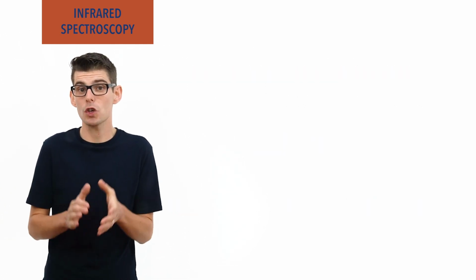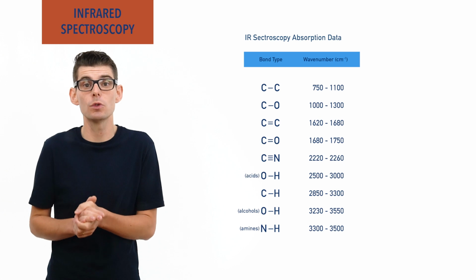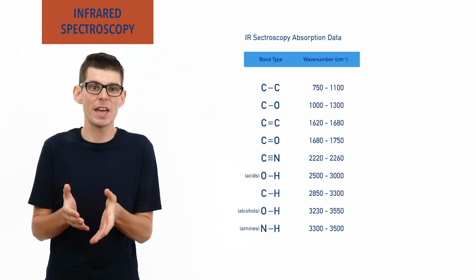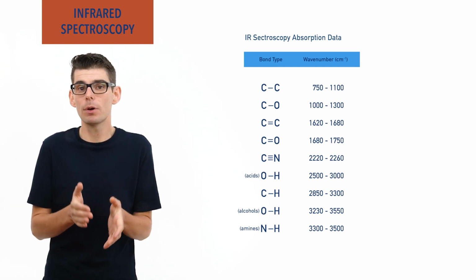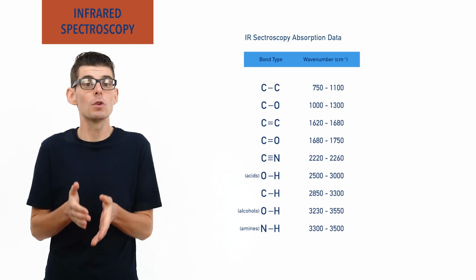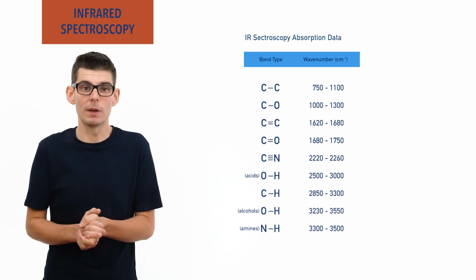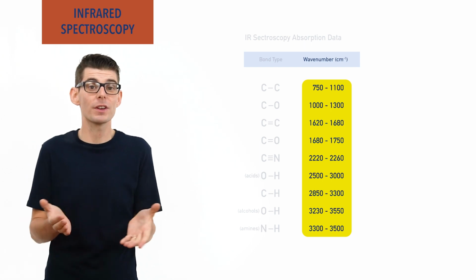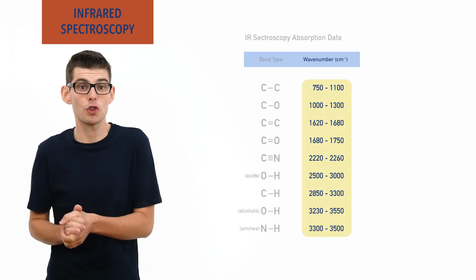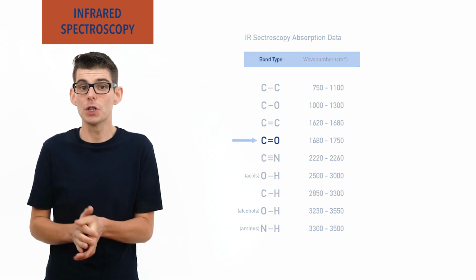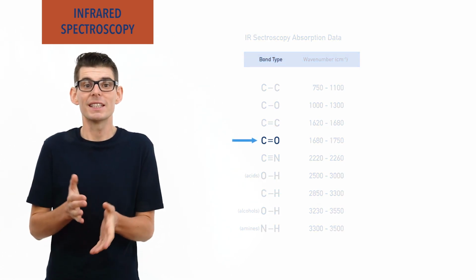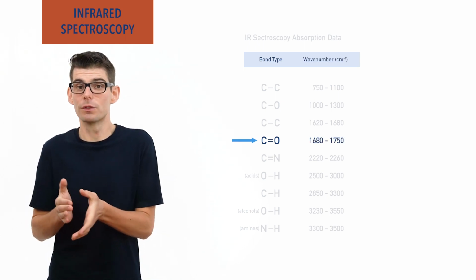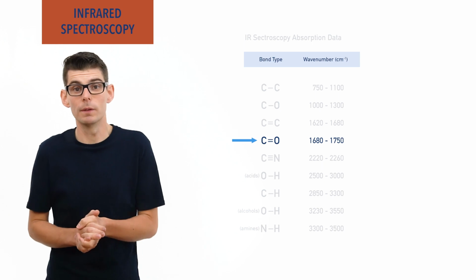Tables are produced that show the wave number range commonly absorbed by particular bonds. As the exact environment of a bond will change its energy slightly, the same bond type in different molecules will absorb slightly different waves with different wave numbers, meaning a range of values is given in such tables. For example, as can be seen in the table shown, a carbon-oxygen double bond will usually absorb IR waves that have a wave number between 1680 and 1750 centimeters to the -1.